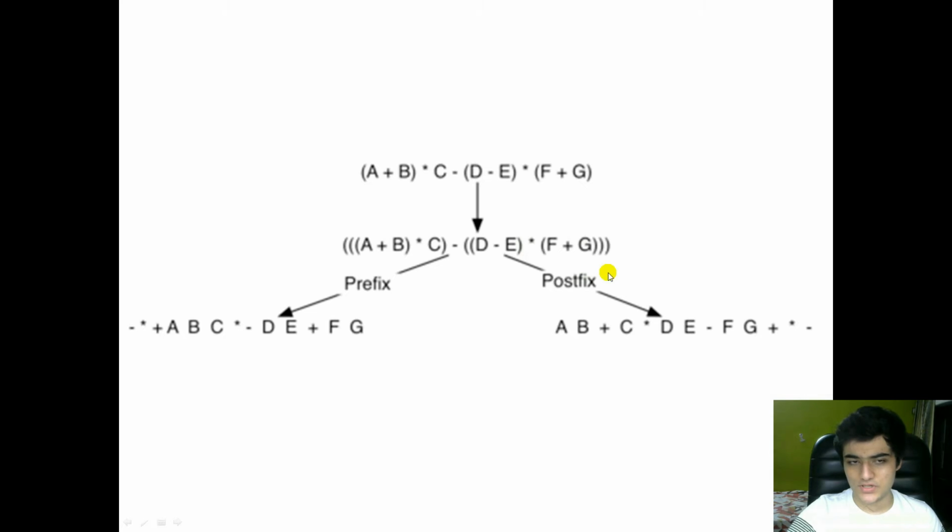Now, the postfix notation of this expression will be as follows. First, it will be a, b, then plus, then c, because a plus b is in a bracket or parenthesis. Therefore, a, b plus, then c, then asterisk or multiplication, then d, e, minus, then f, g, plus, then asterisk due to the parenthesis, and then the final operator, subtraction, minus.